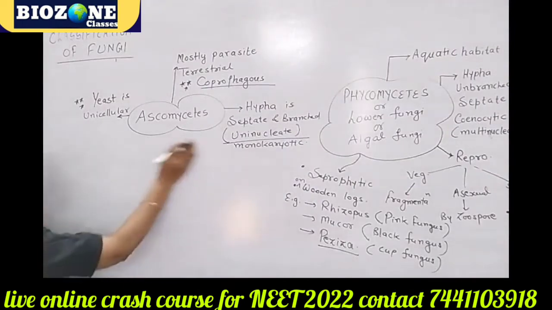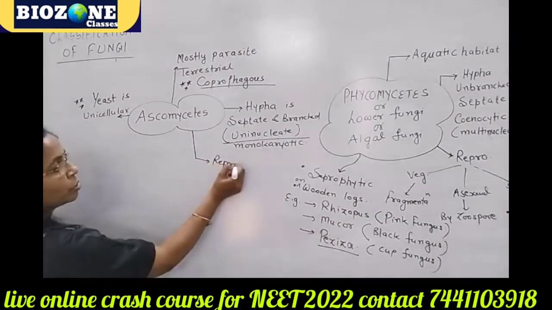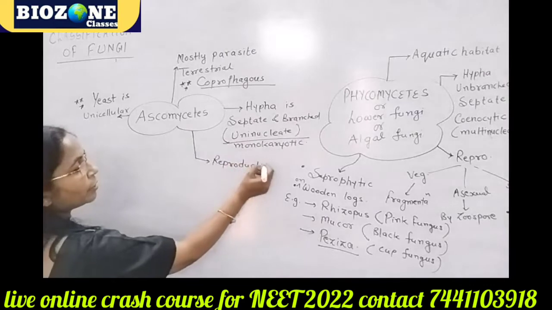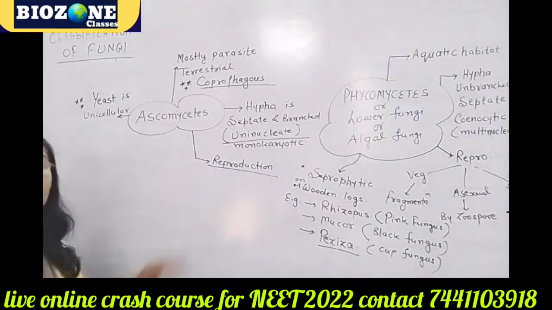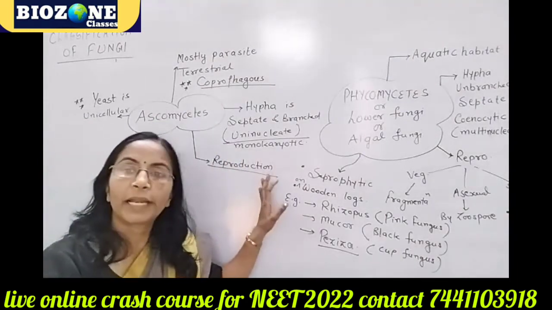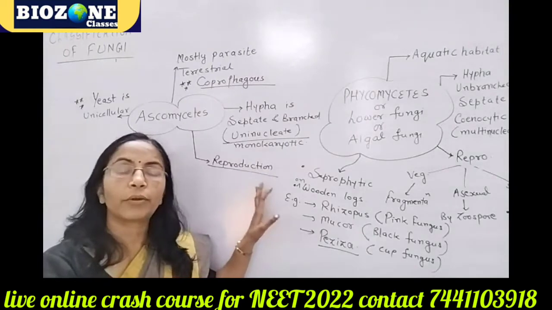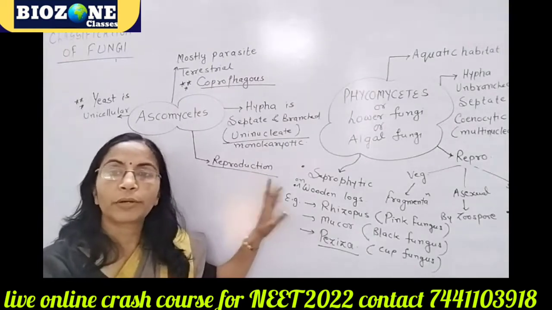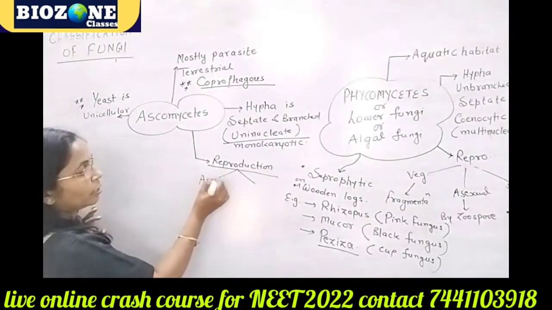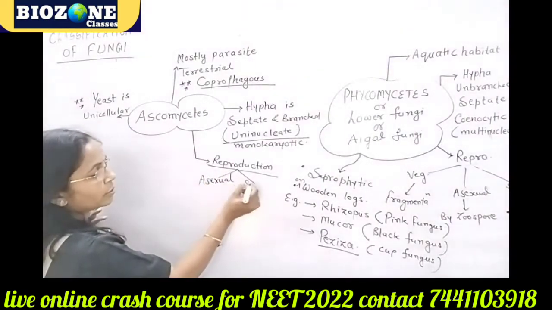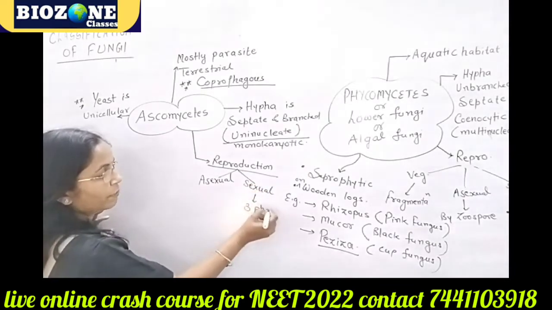After that, in Ascomycetes, when we come towards reproduction, most importantly, you remember vegetative reproduction is generally absent, because they grow in terrestrial habitat, mostly as a parasitic condition. Only what is present is sexual reproduction and asexual reproduction. So asexually they reproduce as well as sexual reproduction. Sexual reproduction has three phases.